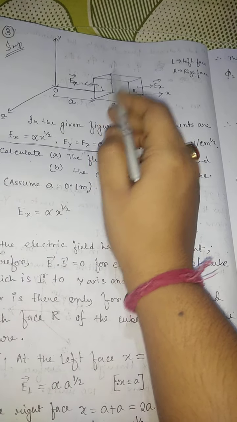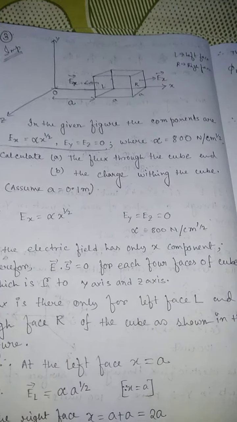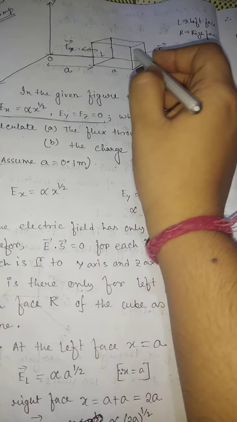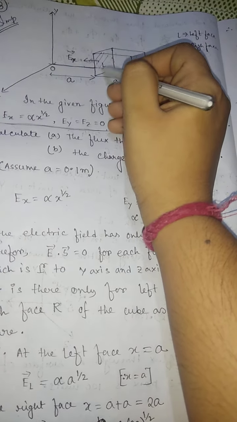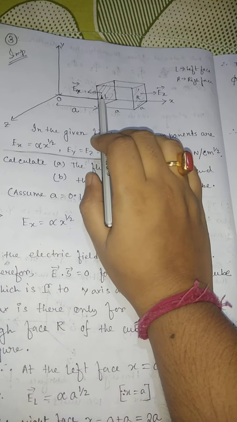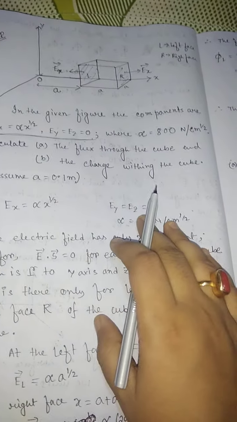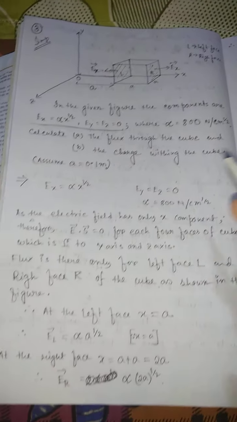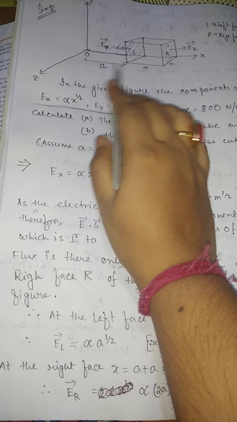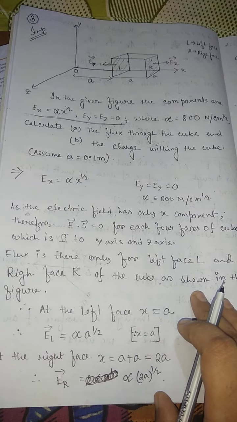These four faces are perpendicular to the y and z axis. So the flux through this front face, upper face, back face and the bottom face is 0 because of the 90 degrees angle there. So we get only the electric flux through this surface and this surface. I will mention this one as the left face and the R means right face. So for the left side, this side, x equals a. The distance x equals a, that is given.